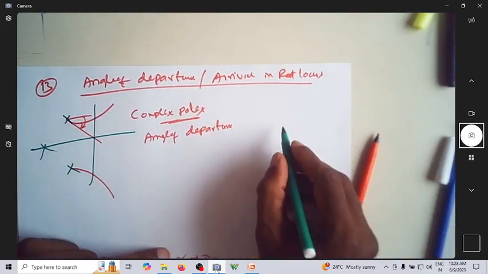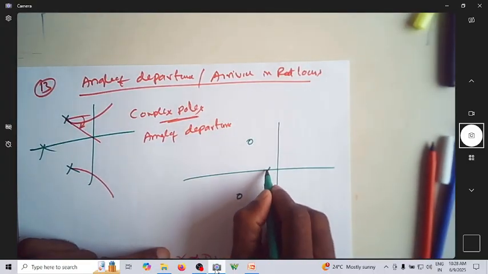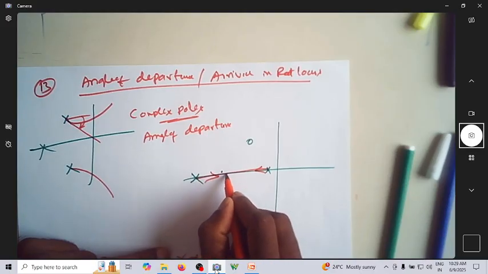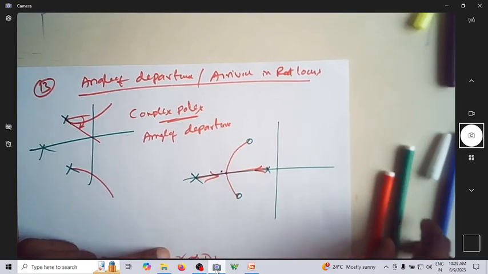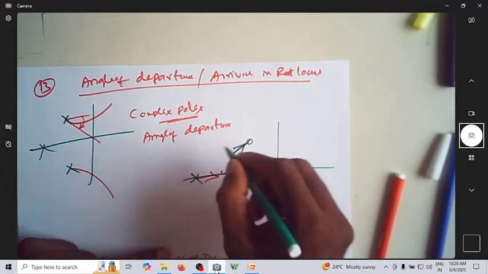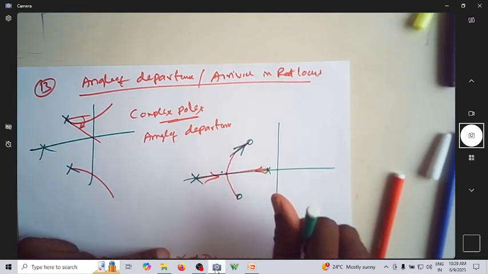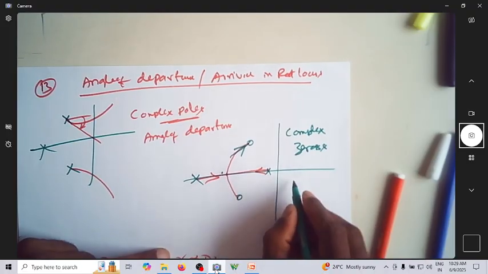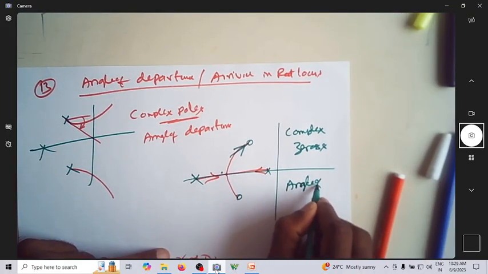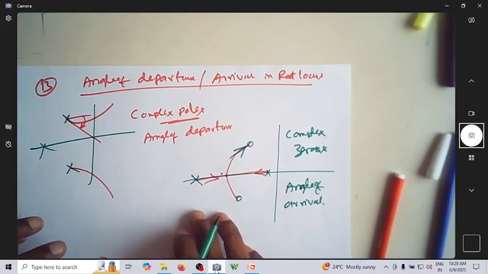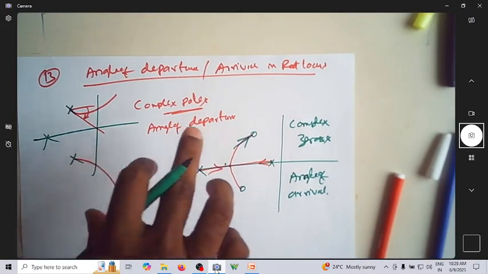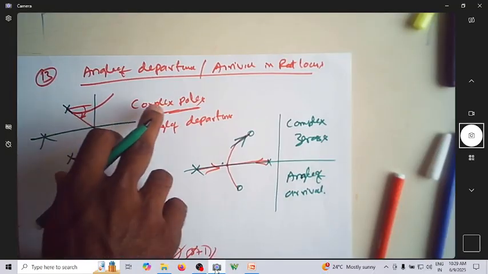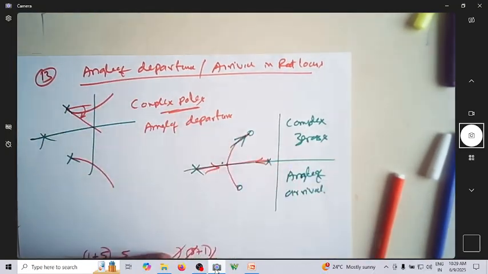What about the angle of arrival? Supposing that you have something like this. We know that it breaks away somewhere and then goes to this. The question is at what angle it arrives. At what angle it arrives is called the angle of arrival. Again, this is for complex zeros. Of course, we know in detail how we find the angle of departure and angle of arrival. We use angle of departure when you have a complex pole, and angle of arrival when you have a complex zero.